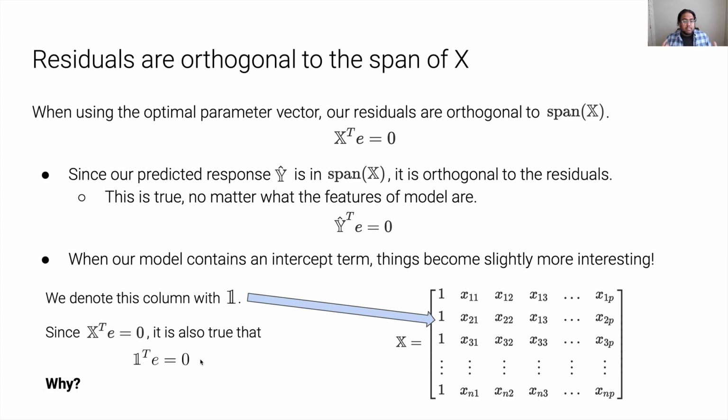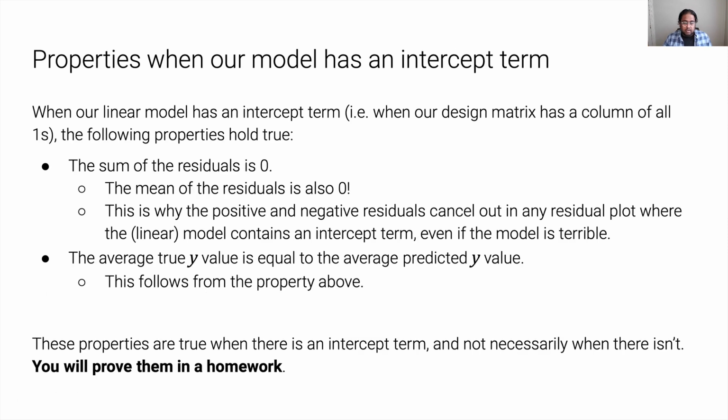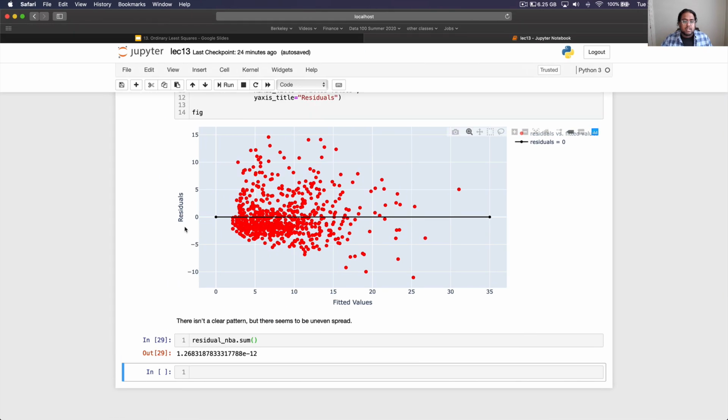Now, proving some of these properties that we are about to look at is an exercise in one of the homeworks that you will work on in this class. So I'm not going to explicitly spell it out for you here, but all of the key ideas are presented to you right now, and you need to put them together yourself. So when our linear model has an intercept term, the sum of our residuals is 0, and the mean of our residuals is 0. This is why the positive and negative residuals cancel out regardless of the quality of our model, as long as there's an intercept term.